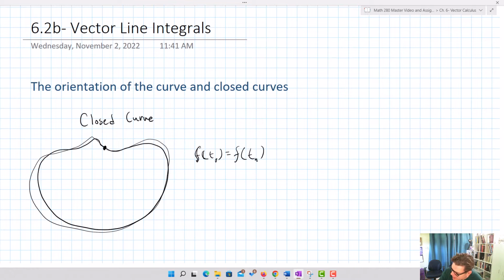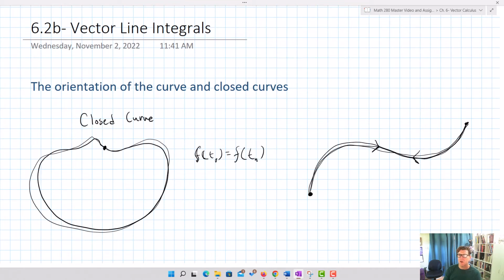In addition to that, we should also talk about the orientation of the curve. You've seen this before, but depending upon the parametrization, we can either move in this direction on the curve, or we could move the other direction. Either we are moving forward or backward on the curve, and that would be considered our orientation of the curve.